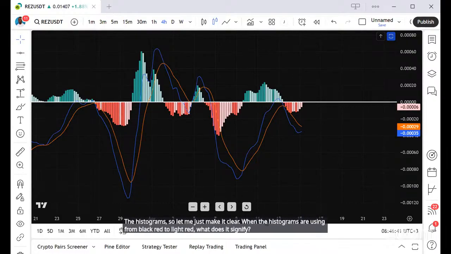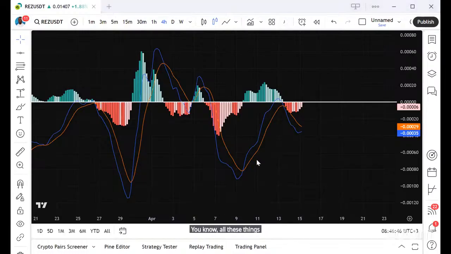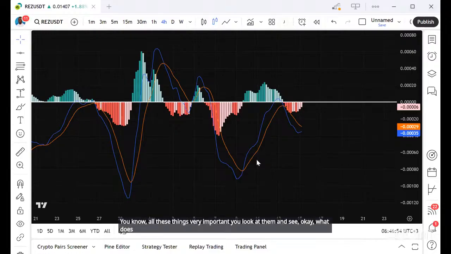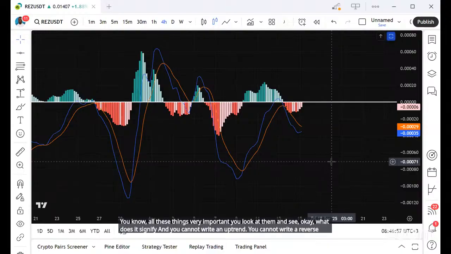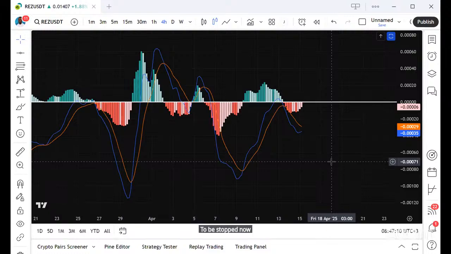You know, all these things are very important. You look at them and see, okay, what does it signify? You cannot write uptrend. You cannot write reverse. I don't want it. They say every adult answer is correct, but those answers of uptrend should stop now on the MACD.